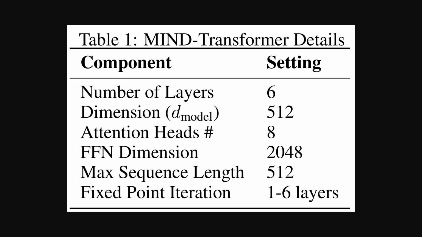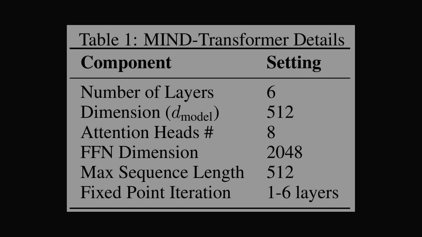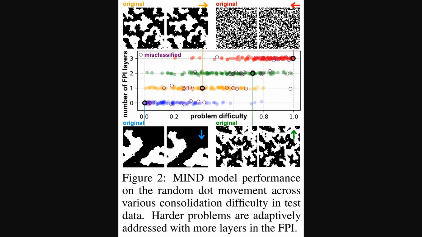Building on how MIND works, this table on page 5 then details the MIND transformer settings. We see it has 6 layers, a model dimension of 512, and importantly, fixed-point iteration can be applied to 1 to 6 of these layers. This highlights how that dynamic adaptation we talked about is configured, allowing it to efficiently tackle language tasks with impressive results.